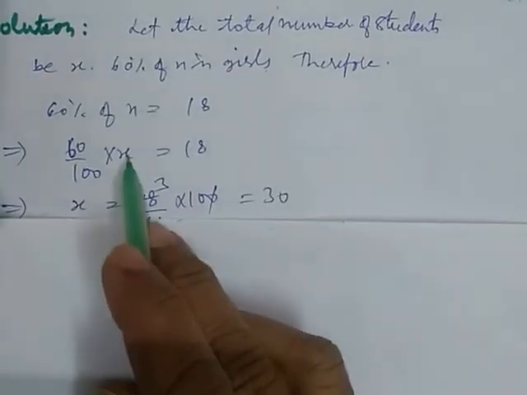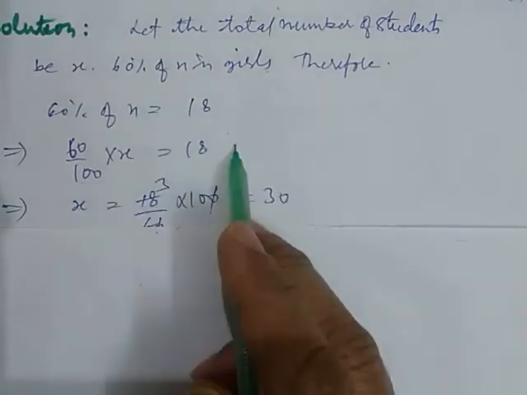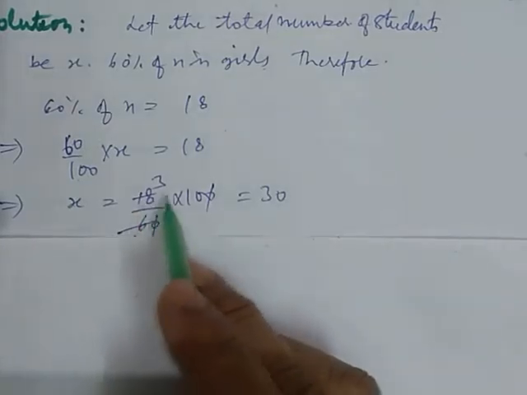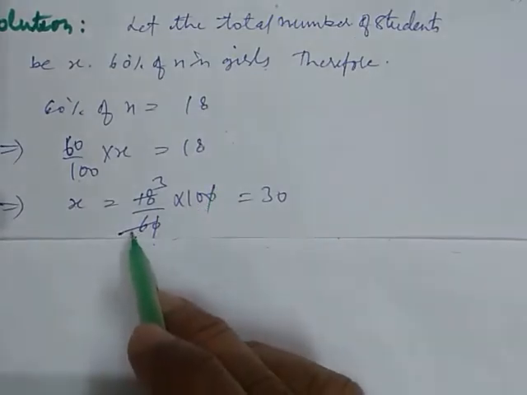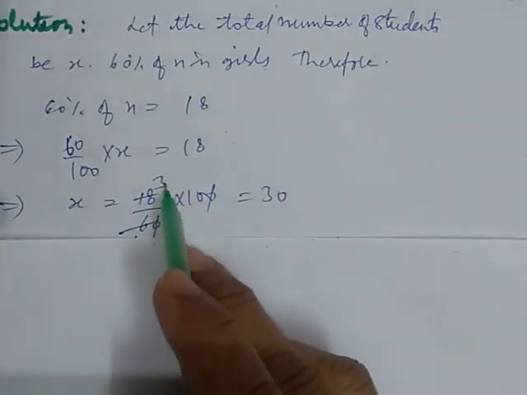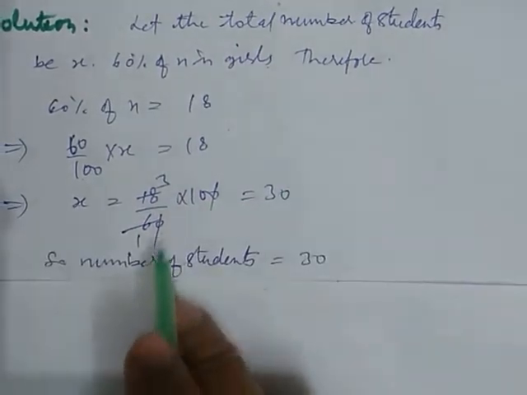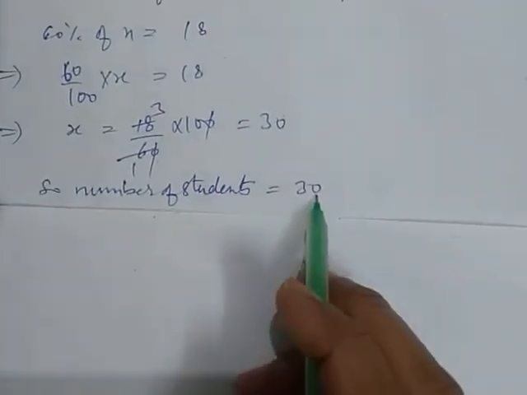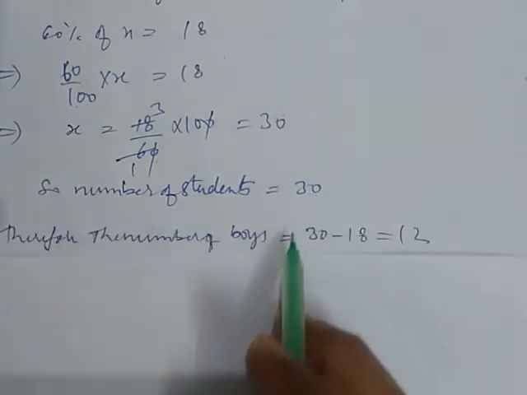Now solve. X equals: this 100 goes to this side by cross multiplication, and this 60 goes to the denominator side. Now this 0 is cancelled by this 0, and dividing 18 by 6 we get 3, so 3 into 10 is 30. So the value of X is 30, meaning the number of students is 30. This is the information we received.